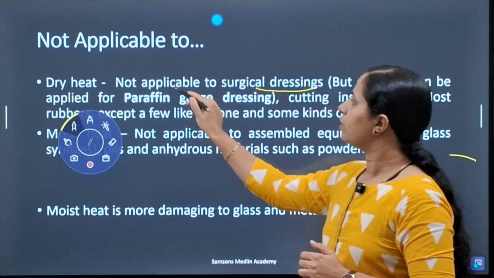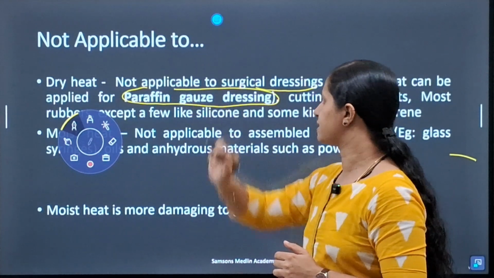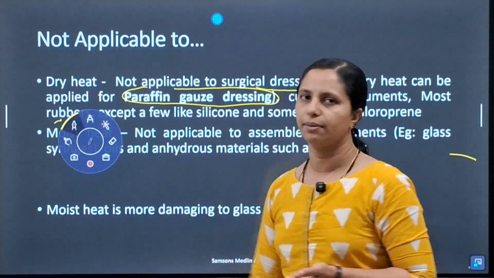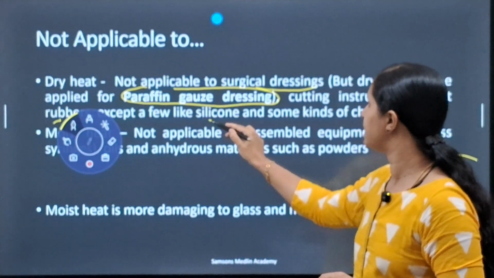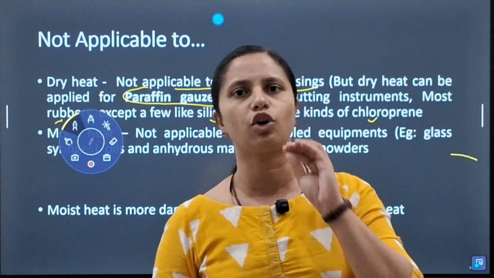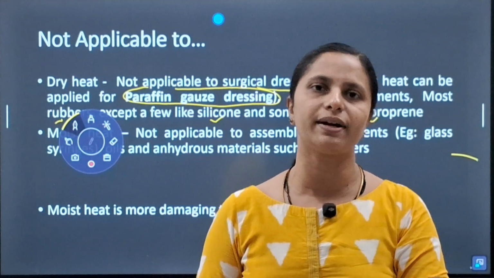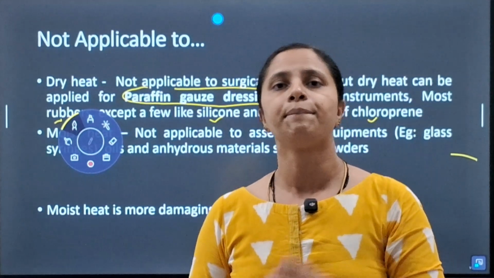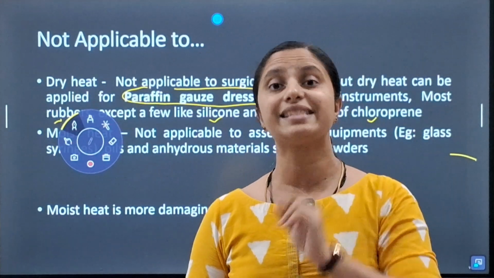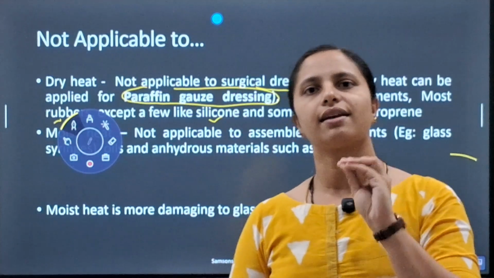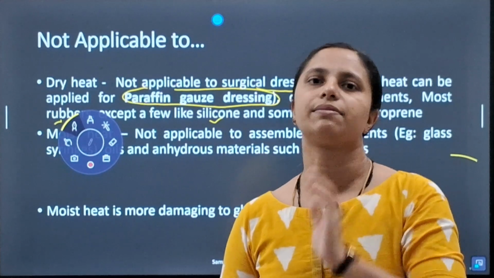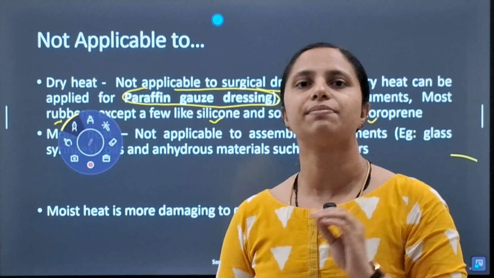But the only exception is paraffin gauze dressing. And we already discussed it is not suitable for rubber, but some rubbers can be sterilized. Remember, silicone and some kinds of chloroprene can be sterilized by dry heat sterilization. So what materials cannot be sterilized by dry heat? One is surgical dressings, second is rubbers except silicone and chloroprene, and third is cutting instruments. Why? If we sterilize sharp cutting instruments using dry heat sterilization, the sharp edges may undergo oxidation and the sharpness may be lost.